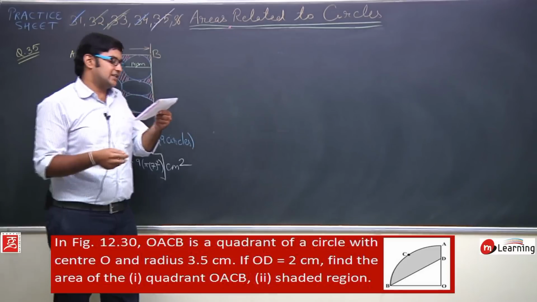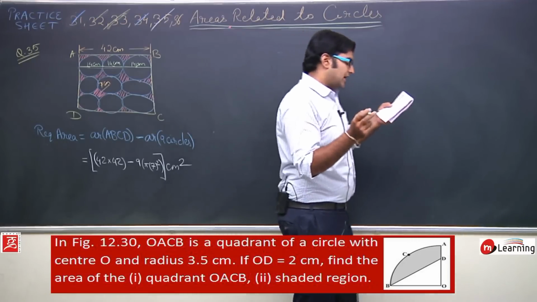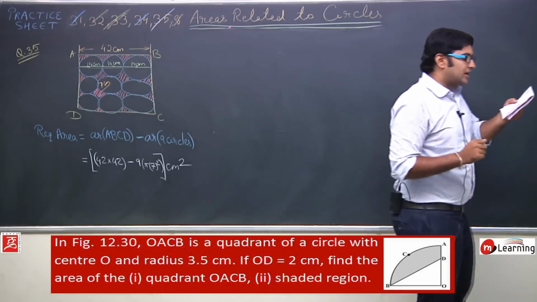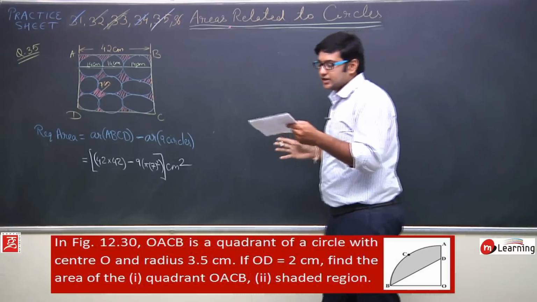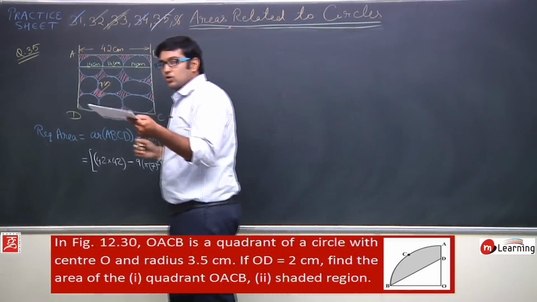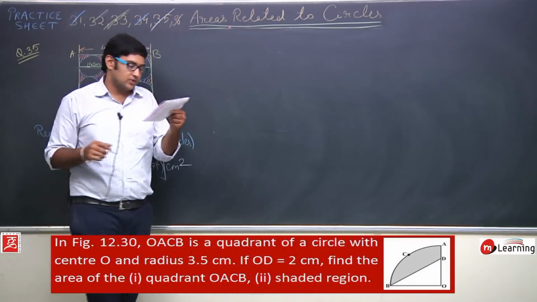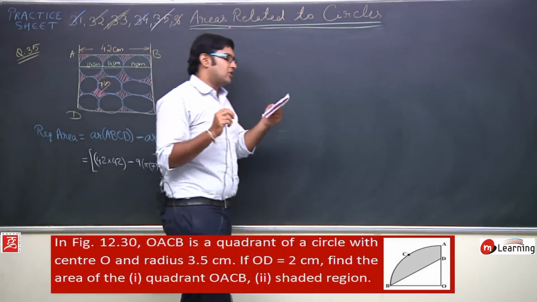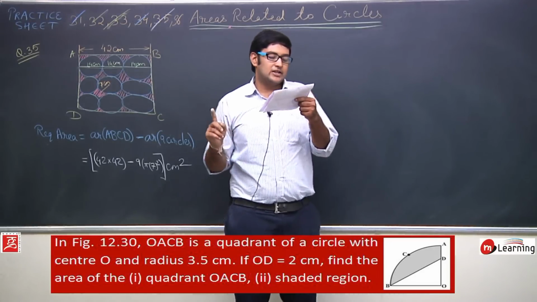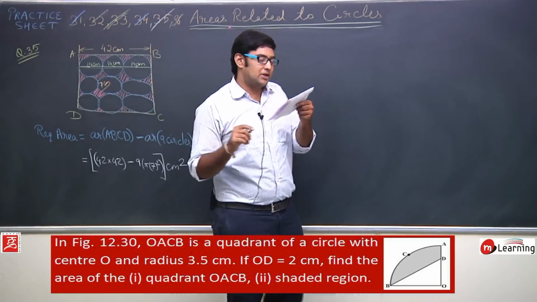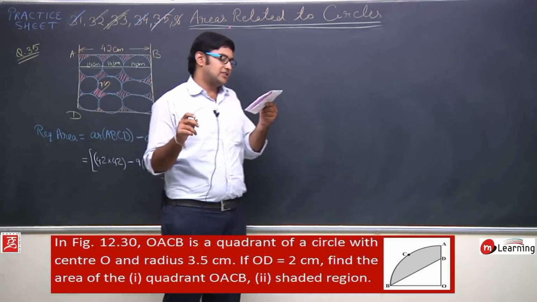Question number 36 says OACB is a quadrant of a circle with center O and radius 3.5 centimeters. If OD is equal to 2 centimeters, find the area of the first thing, the quadrant OACB, and second, the area of the shaded region.